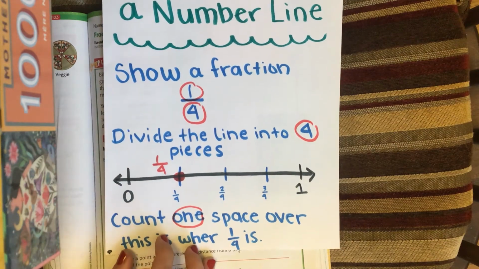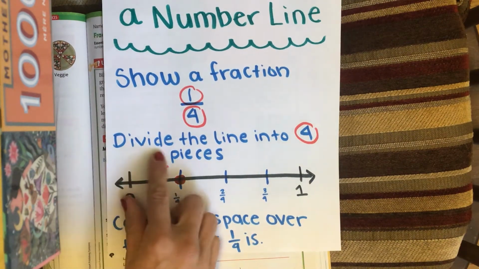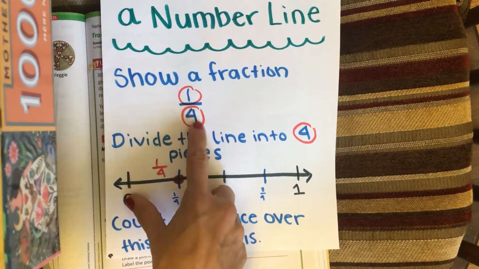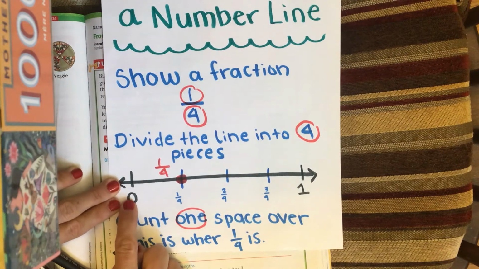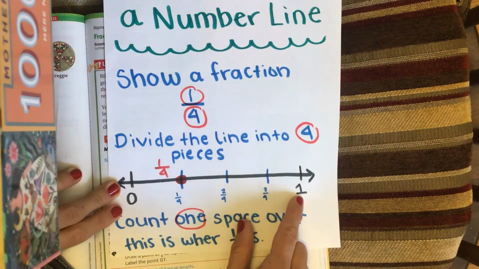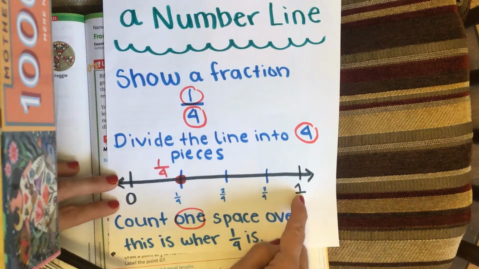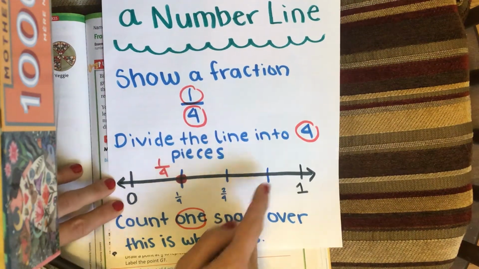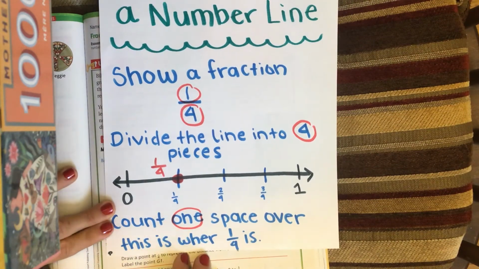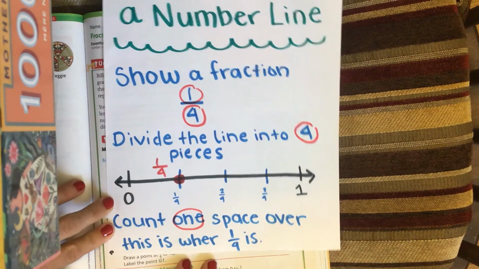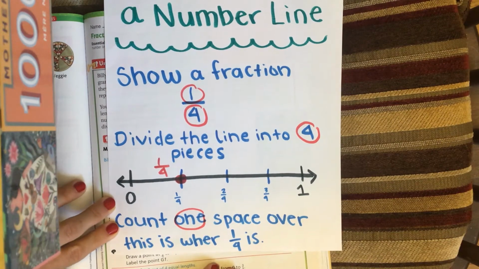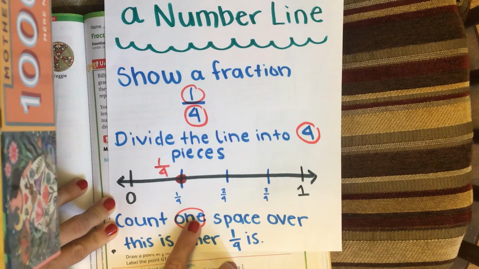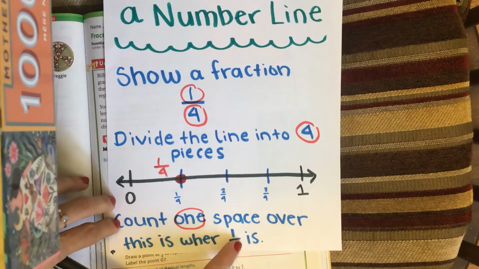So here are the steps you want to take. First, divide the line into 4 pieces. That's what the denominator tells us there will be. So take your line that you have from 0 to 1 and divide it into 4 equal pieces. Then you can label each section if you want, or that can be something you do later. You're going to now count 1 space over. This is where 1/4 is.